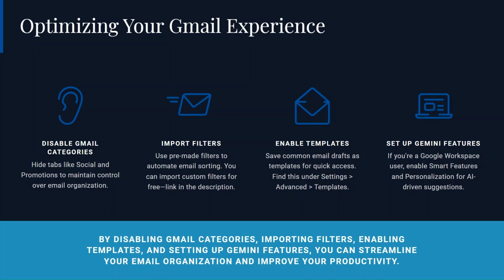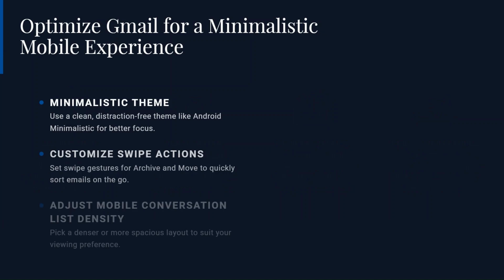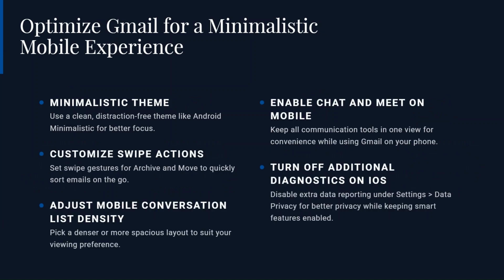Choose a minimalistic theme. Use a clean, distraction-free theme like Android Minimalistic for better focus. Customize swipe actions on mobile. Set swipe gestures for archive and move to quickly sort emails on the go.